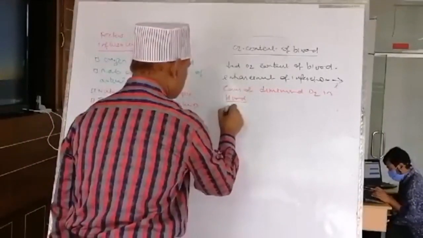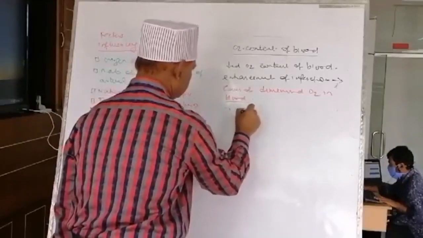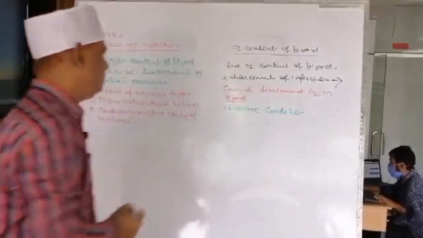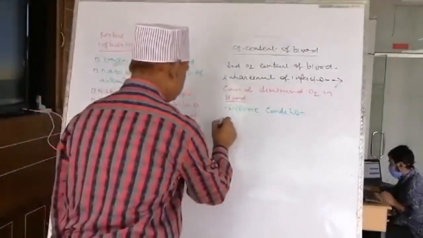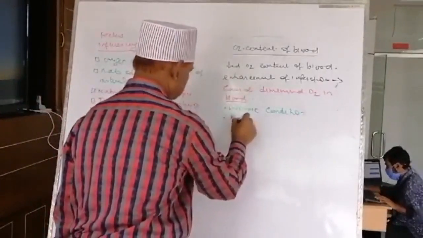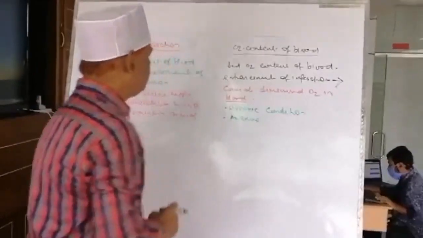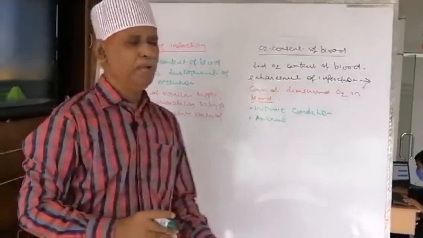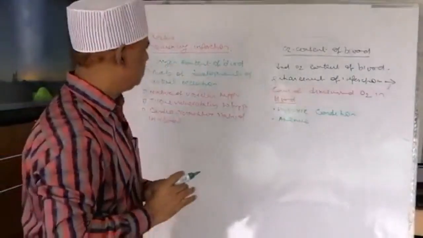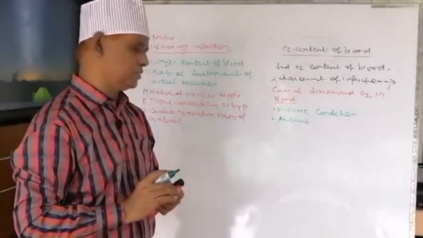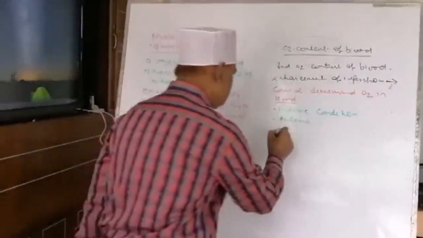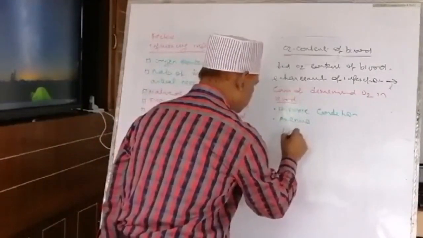One is hypoxic condition. Hypoxic condition of individual. Another is anemia. Dear audience, you know anemia is nothing but reduction of hemoglobin per unit volume of blood below the normal level as per age and sex. So in anemic patient there is reduction of hemoglobin. So in anemia there is decreased hemoglobin.